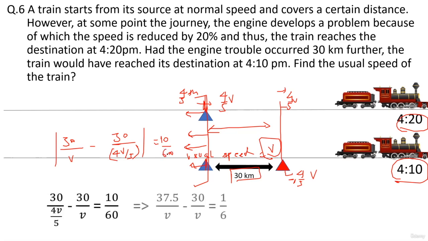All right, so when we solve this directly, you will get the value of the speed v as 45 kilometers per hour. Simple, right? Okay, let's see a much quicker way to solve the same question.